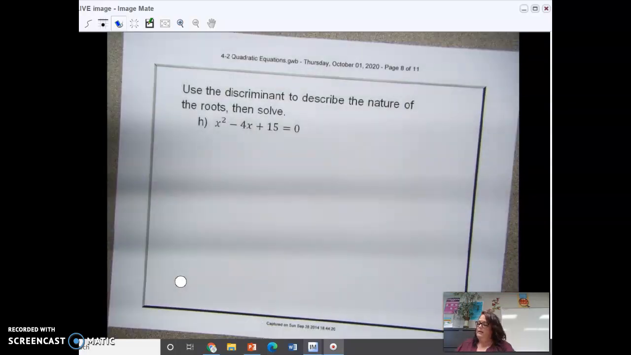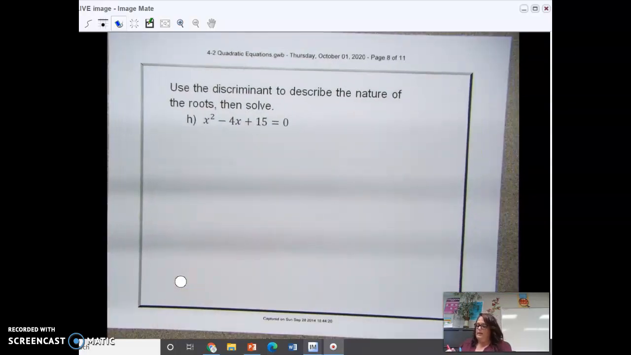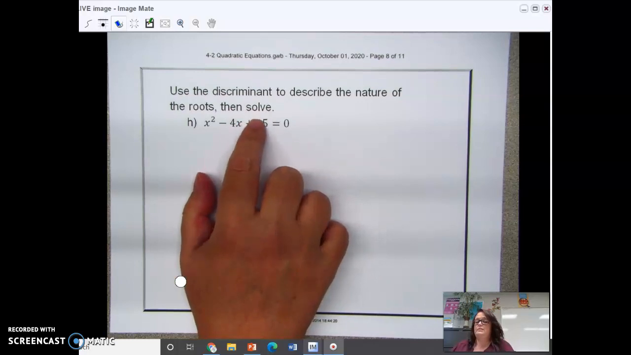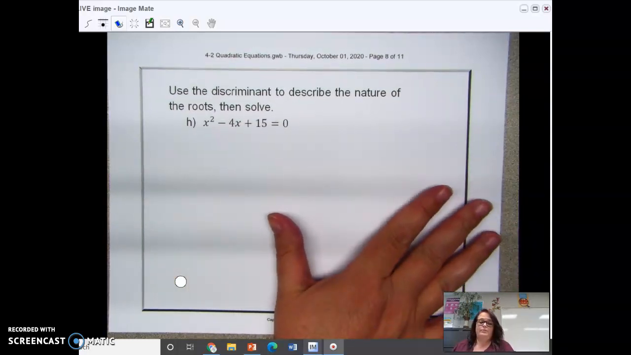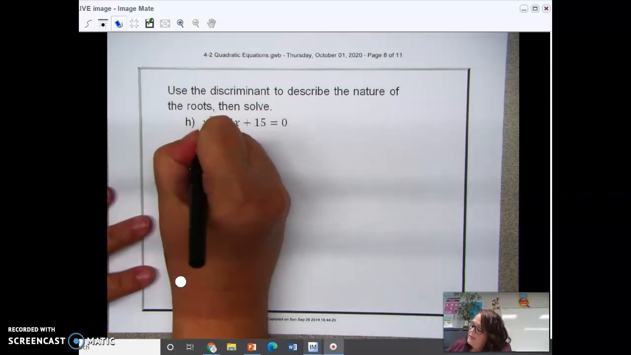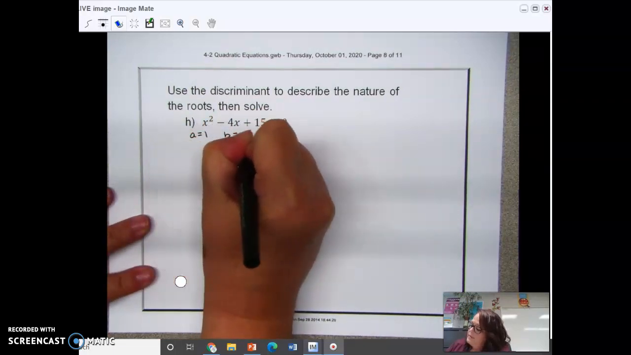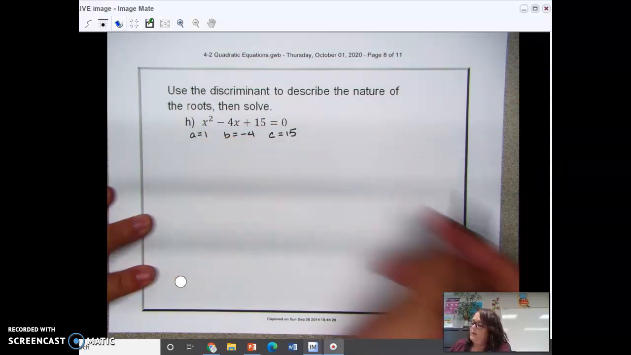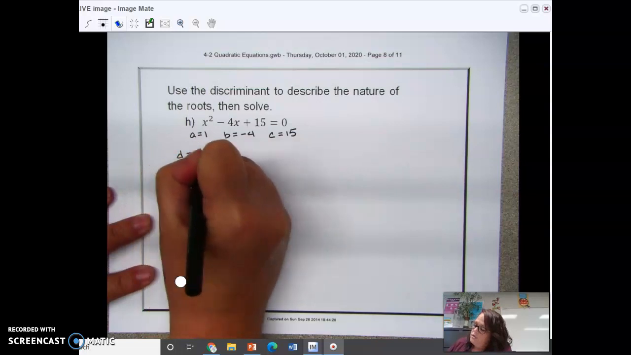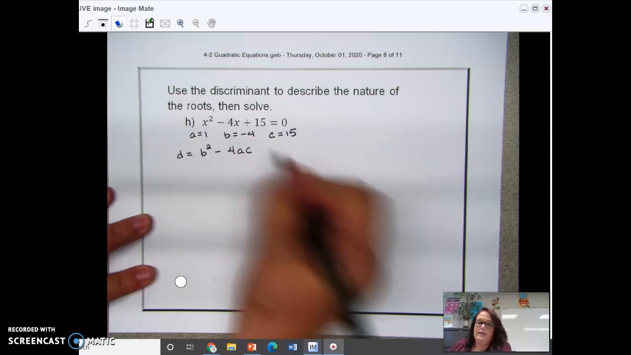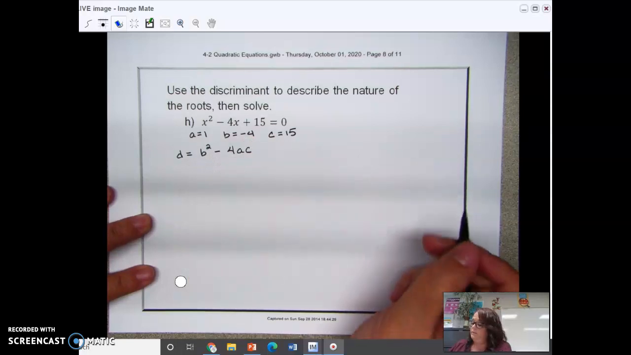Okay, so if we take a look at this one, notice at first it doesn't ask me to solve first, it asks me to solve after I make my predictions. So if we take a look, we have a is equal to 1, b is equal to -4, and c is equal to 15. My discriminant is just what's inside the radical, so the b squared minus 4ac. Again, no radical as part of my answer.